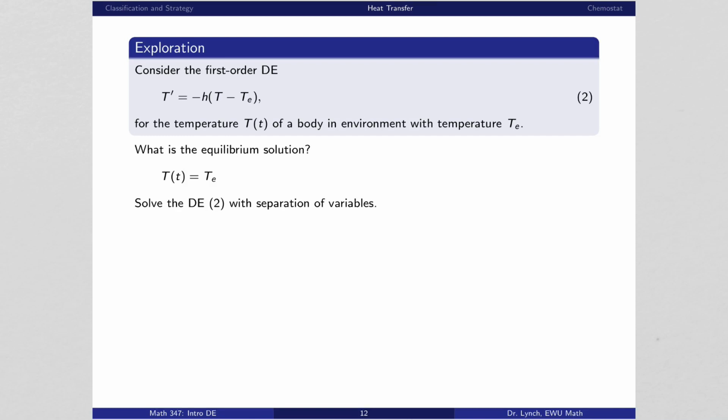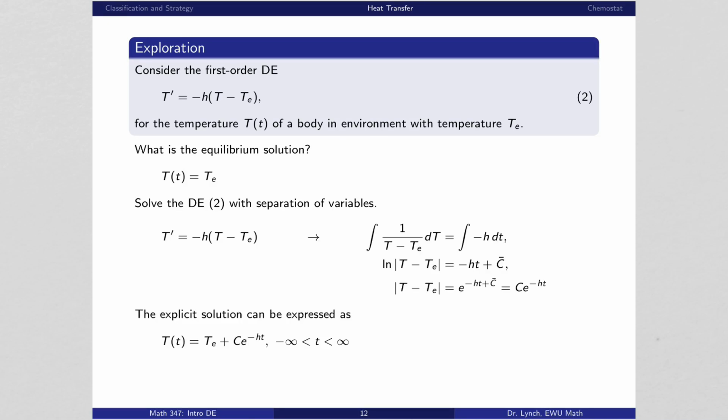Okay, so we can go ahead and solve this with separation of variables. I'll formally separate variables to write the integral of 1 over T minus T sub E dT equals the integral of minus H dt. That's again using our shortcut to the chain rule. The left-hand side looks like a natural log, and the right-hand side integrates up just like a first-order polynomial in t.